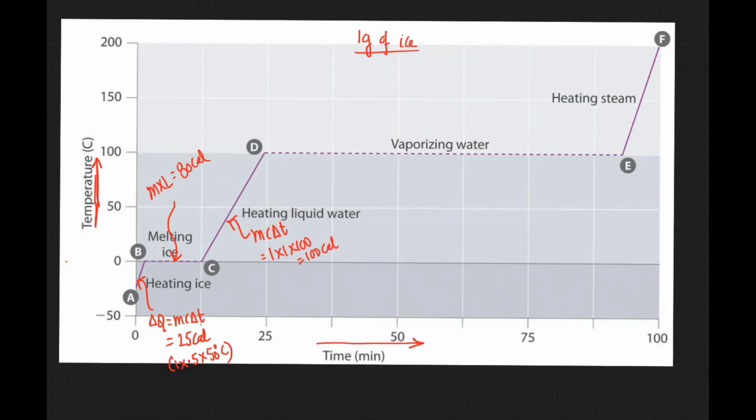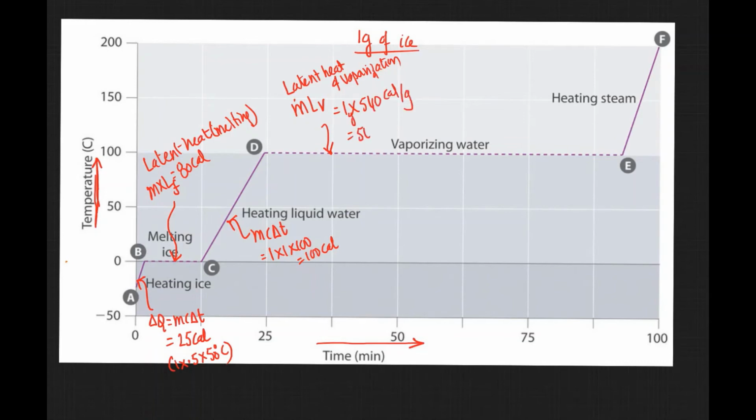And from D to E we just calculated that this is M into L of V, and this is L of F, fusion and vaporization. So here we call it latent heat, and here also of melting, and here we call it latent heat of vaporization, and that is 1 into 540 calorie per gram, that is 540 calories.